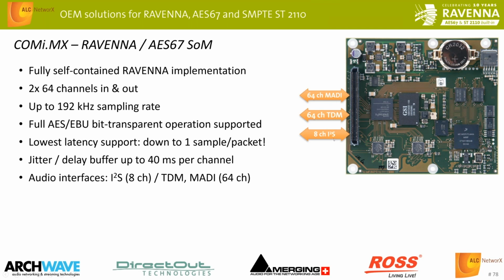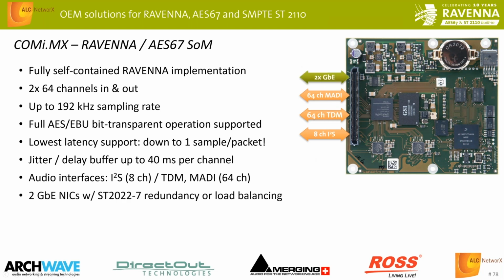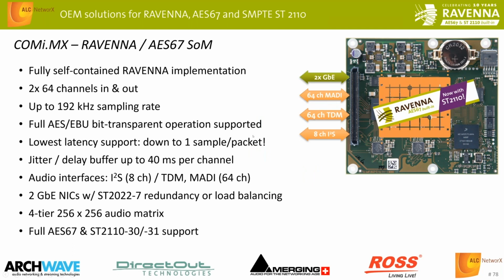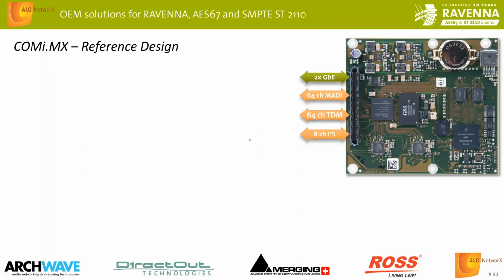Alternatively, it can be used as an 8-channel I2S interface, and together with the 2 gigabit network interfaces having 64 channels each, there's a 256 by 256 cross-point matrix on the board, so you can basically connect any of the 256 inputs to any of those 256 outputs. So you can also route MADI to TDM, IO, or network 1 to network 2, or whatever. So then we have, of course, as I mentioned, full AES67 and 2110 support.